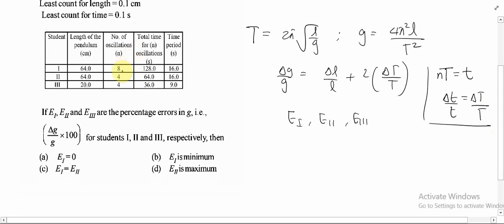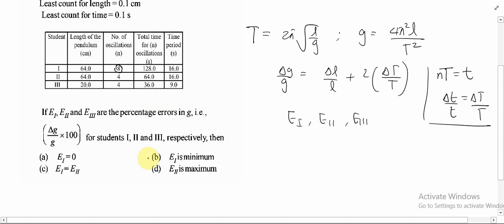So look which student is having the maximum number of measurements. Okay, so you can see that the number of oscillations or the number of measurements taken is 8 for student 1. Okay, number of oscillations is 8. So that means that he will have the minimum error in G. So even if you calculate, you will get that E1 student is having the minimum error in G.